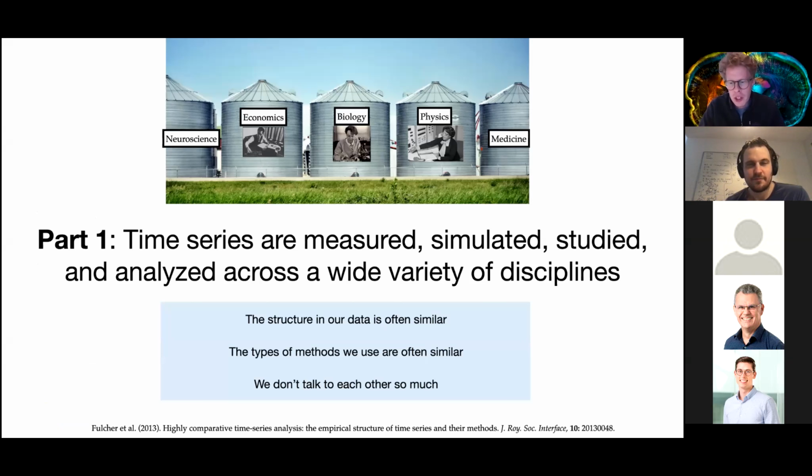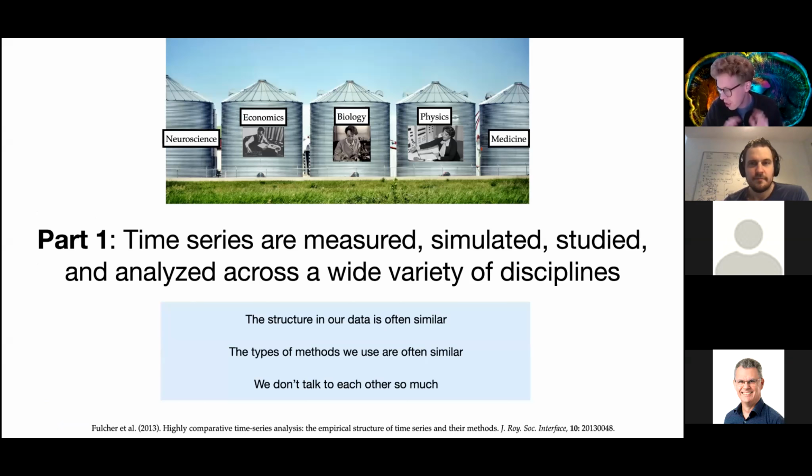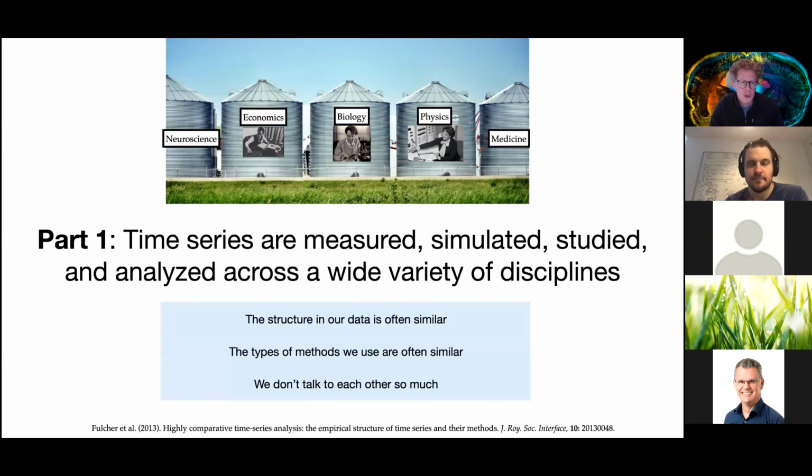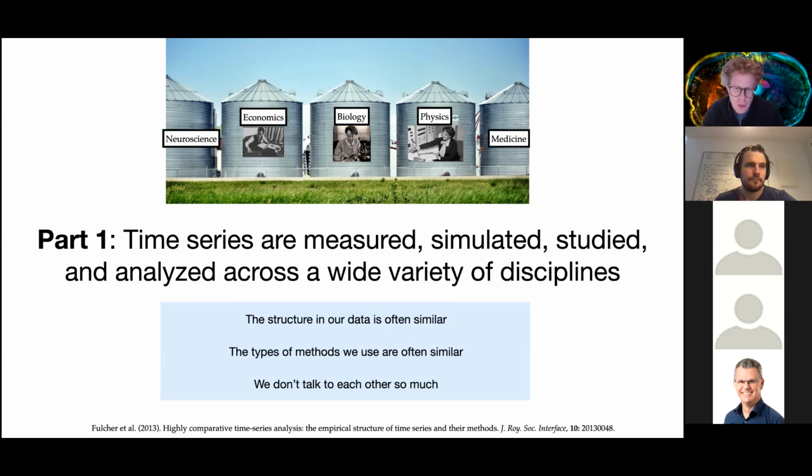So I'll be giving the talk across 3 different parts, and I'll give a summary of each part as I go. And this is the first part. I try to get the message across in this part that time series are measured, simulated, studied, and analyzed across a very wide variety of disciplines, contexts, and types of problems. That applies within science, within academia. People study time series in archaeology, across sociology, and also in industry a lot.